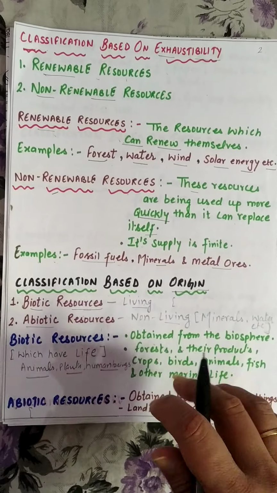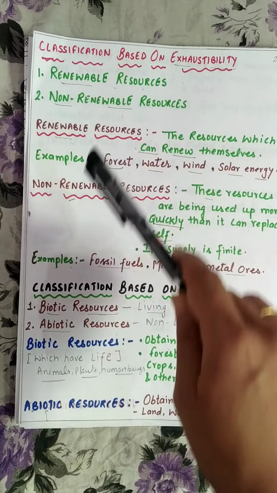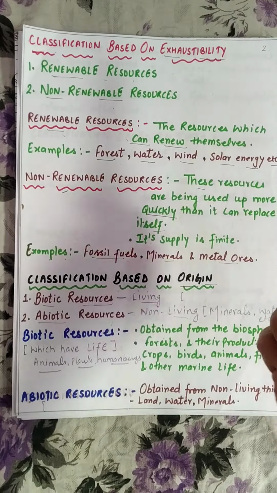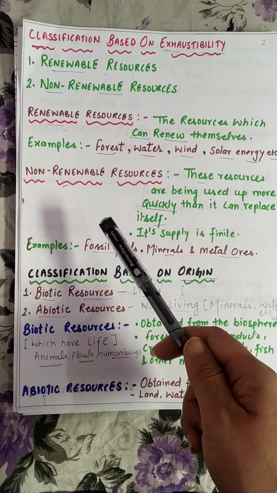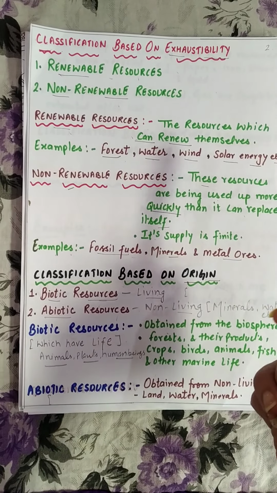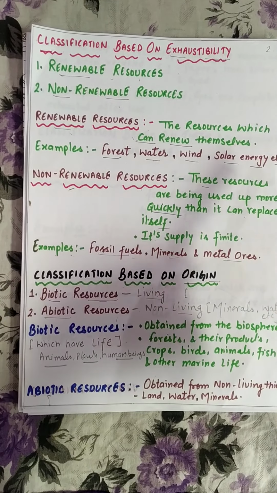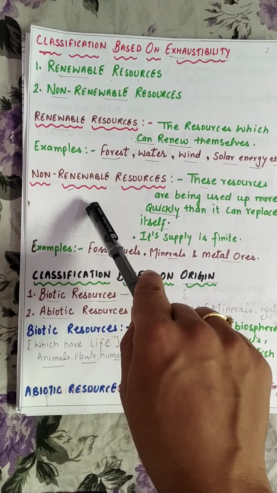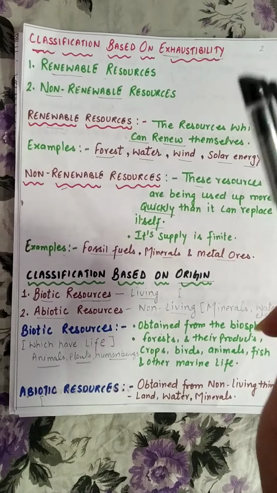Under that, on the basis of exhaustibility, we have divided this into renewable and non-renewable resources. Renewable can renew themselves, and non-renewable are being used up, and these resources exhaust very soon. Why? Because they take more time to renew themselves, so we keep them under non-renewable resources. And a few of the examples you can see we have discussed.